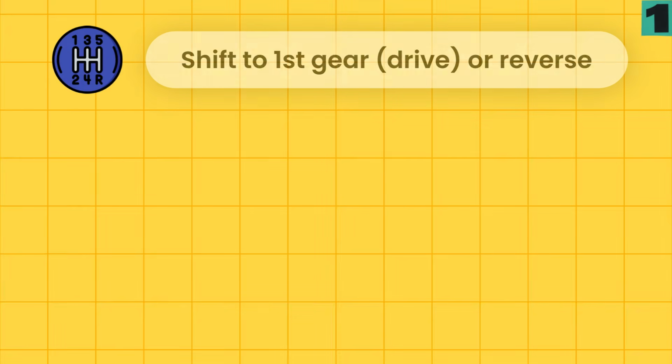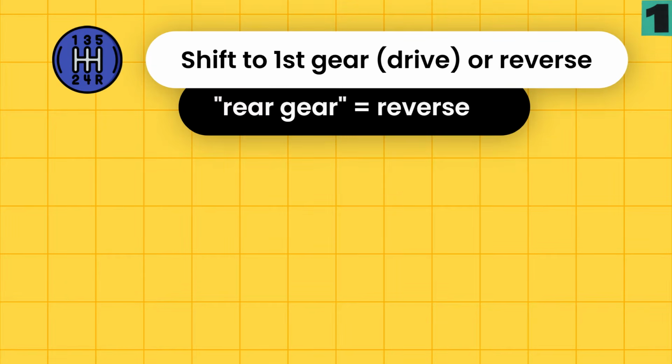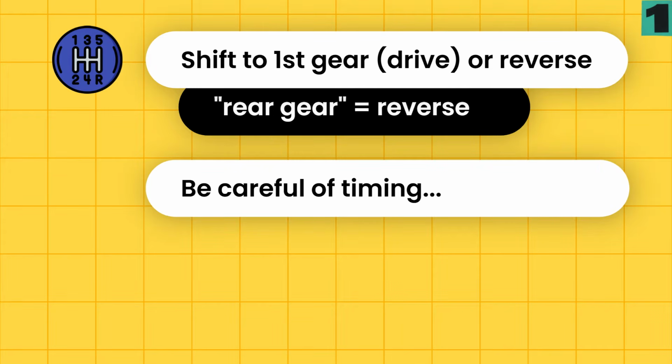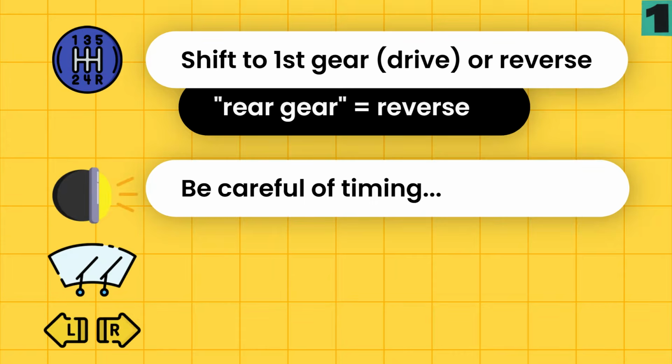If the computer selects changing gears, you'll be asked to put the car into either first gear or reverse. If the computer asks you to select the rear gear, this just means reverse. Nobody actually calls it that in English, but now you know you won't get caught off guard. Like I said, the biggest chance for error here is the timing, and that's especially true for the headlights, wipers, and turn signals. Why? Well, listen to this.